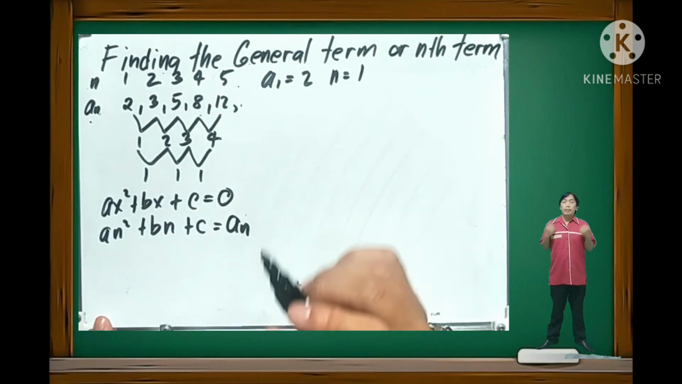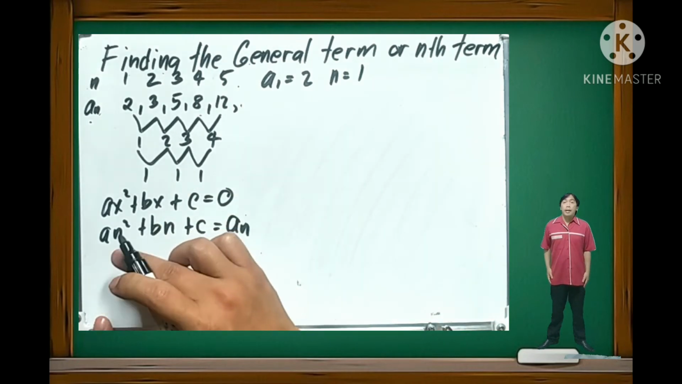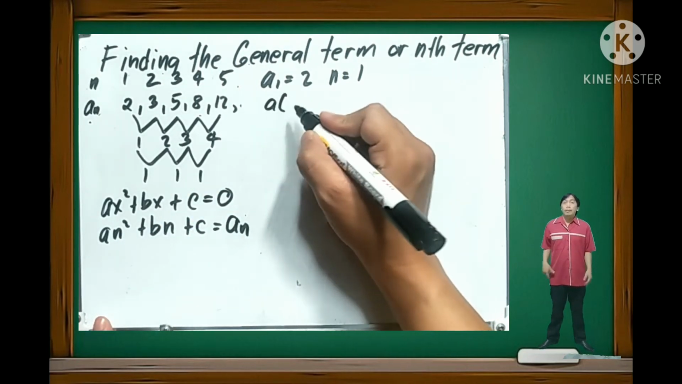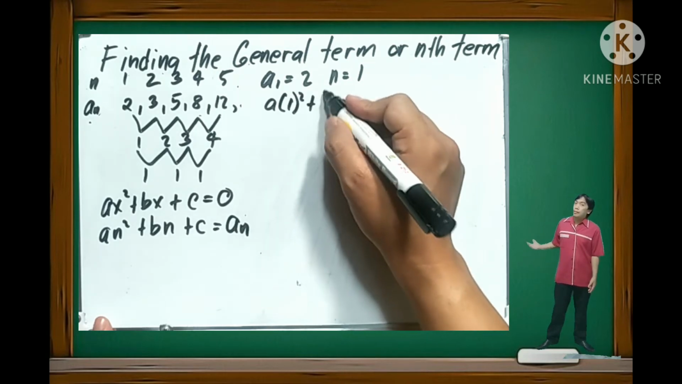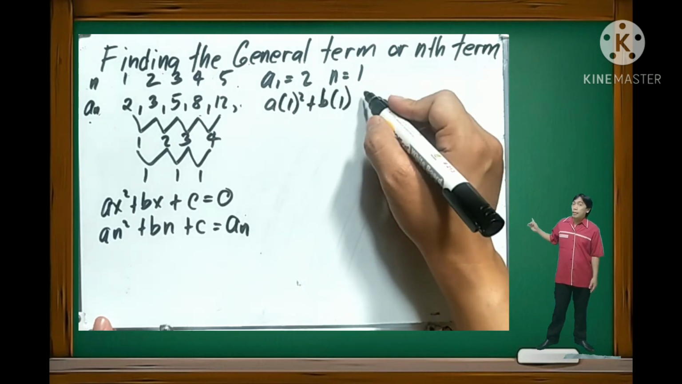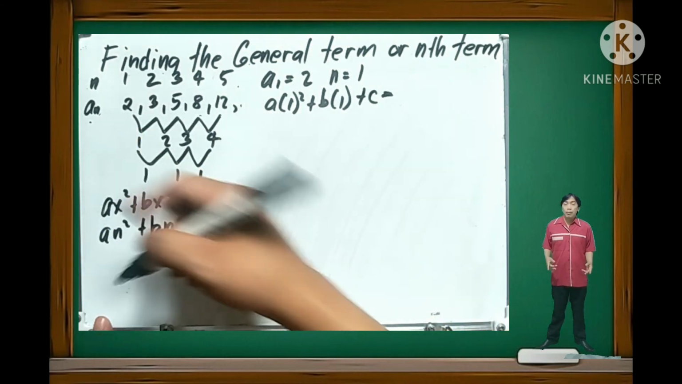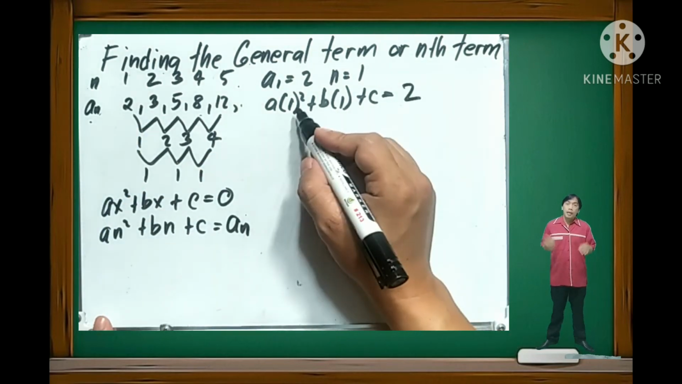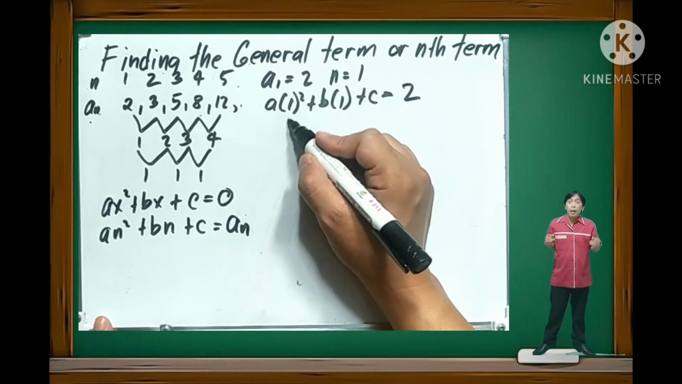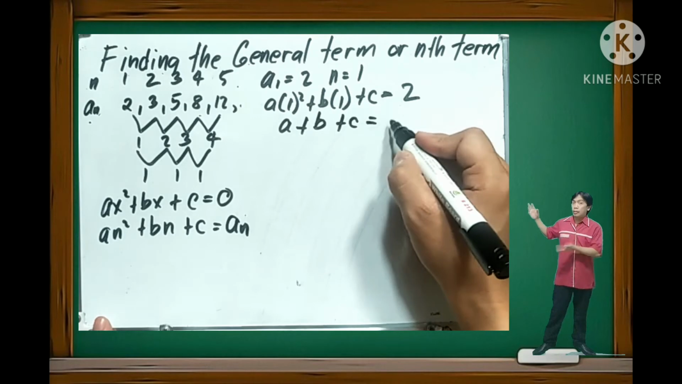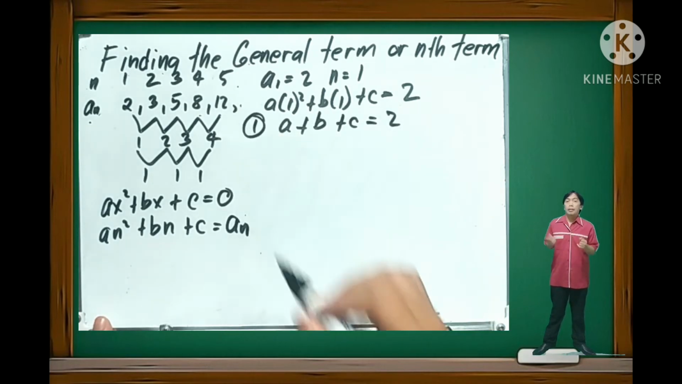Okay, so let's try to substitute into the formula. We have a times 1 squared plus b times 1 plus c is equal to the first value, which is 2. So 1 squared is 1 times a, which is a, plus b times 1, which is b, plus c is equal to 2. That is our first equation.